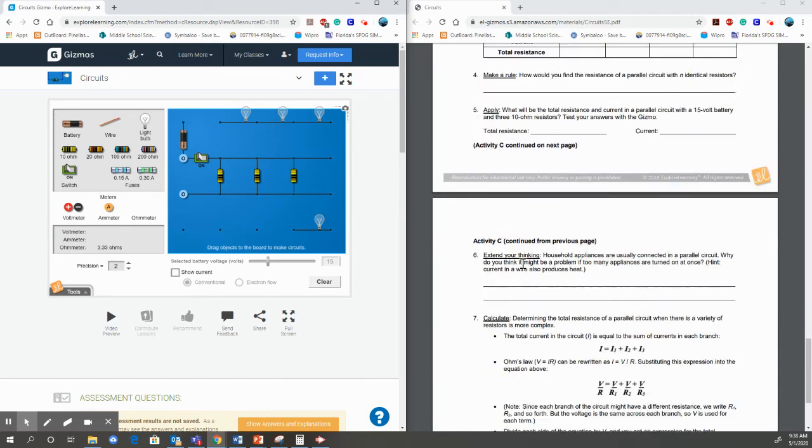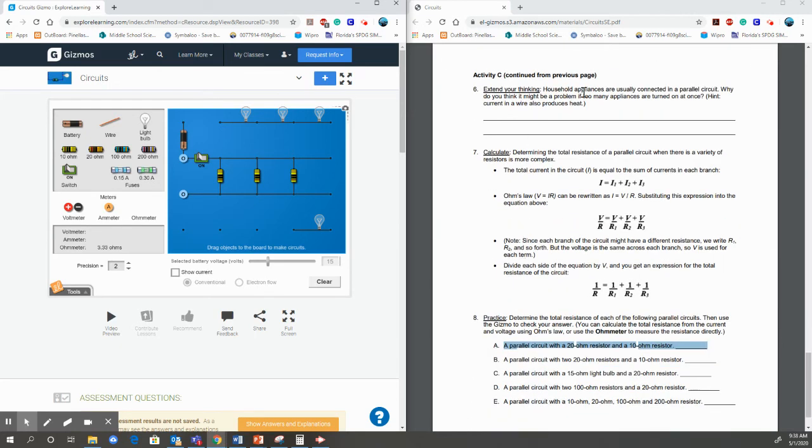All right, household appliances are usually connected in a parallel circuit. Why do you think it might be a problem if too many appliances are turned on at once? Hint, current in a wire also produces heat. So if there's too much current flowing through any one of those sections of wire, it can produce a lot of heat, which could catch fire. So that's why only so many things can be on one circuit.